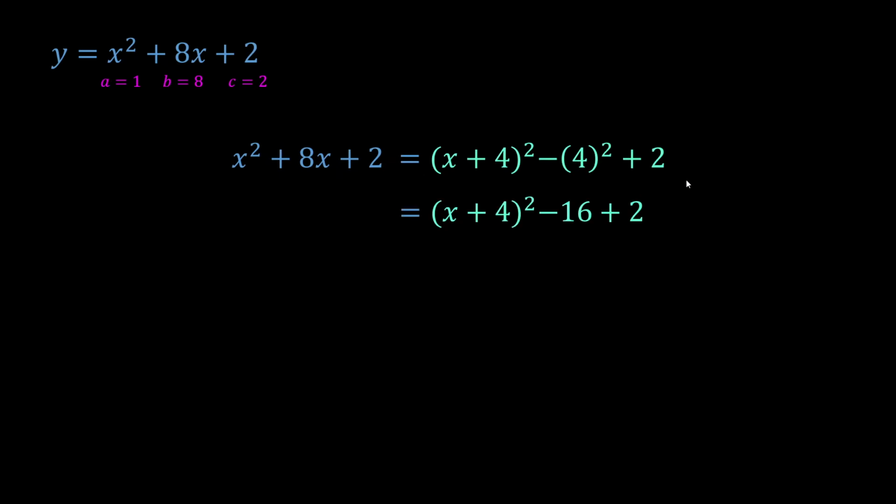So 4 squared is 16, negative 16 plus 2 is negative 14, and now we have our completed square form, (x plus 4) squared take 14. It's a pretty simple process. Let's have a look at another example.